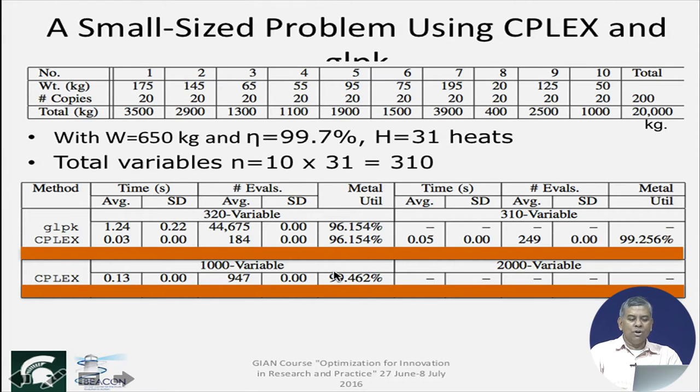Then I say, okay, let's go an order of magnitude more. So we go for 1,000 variables. So we have increased everything now. The number of copies we have increased, so that we need to have 1,000 variables now. Ciplex can still do that, 0.13 seconds, more than that, because it's a much bigger problem, 947, 99.462. That's the optimum again. Then I said, let's go to 2,000.